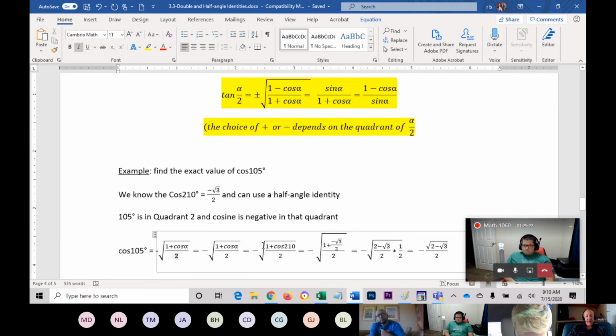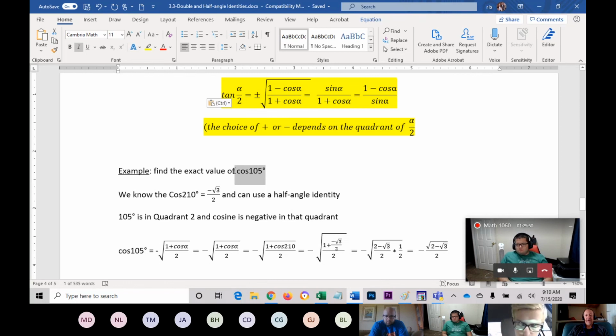1 plus the negative square root of 3 over 2, all over 2. When we simplify that, that becomes 2 minus the square root of 3 over 2 times 1/2, or the negative square root of 2 minus the square root of 3 all over 2. Okay? So on the next test, when I'm asking you to find the cosine of 105, I'm going to expect that you don't do it with a calculator, and you're going to give me this answer here.